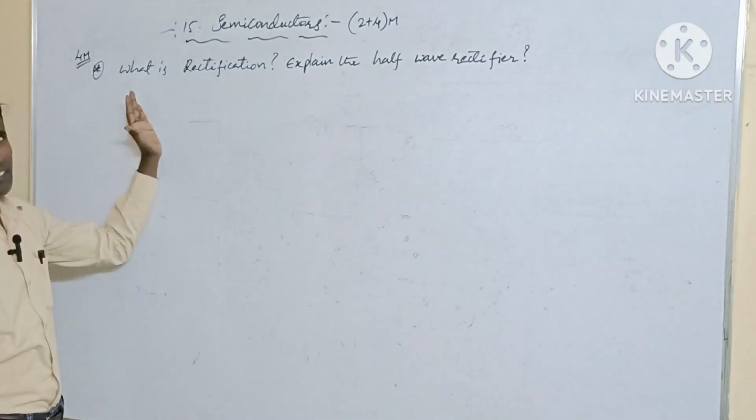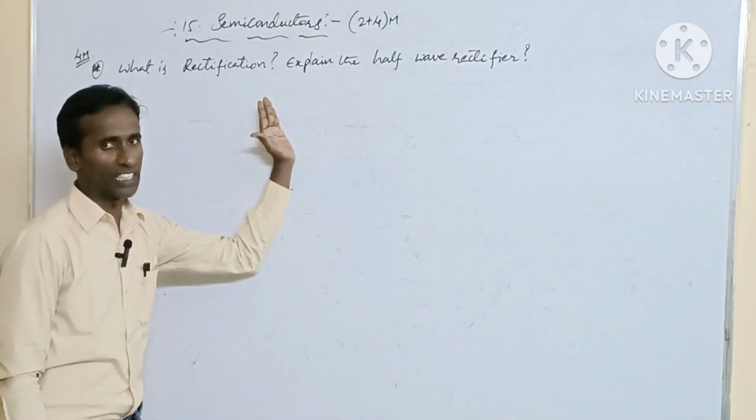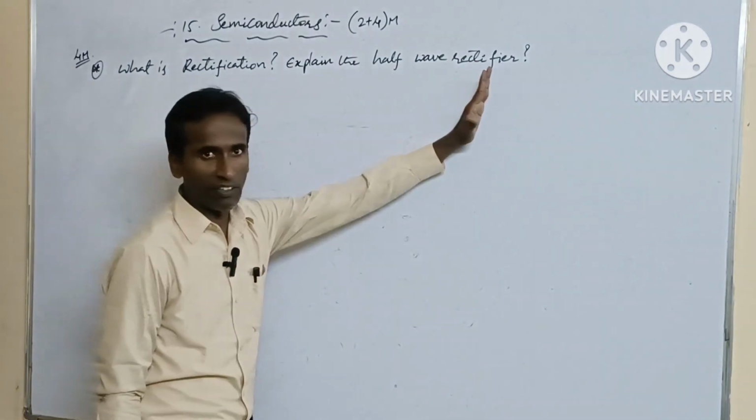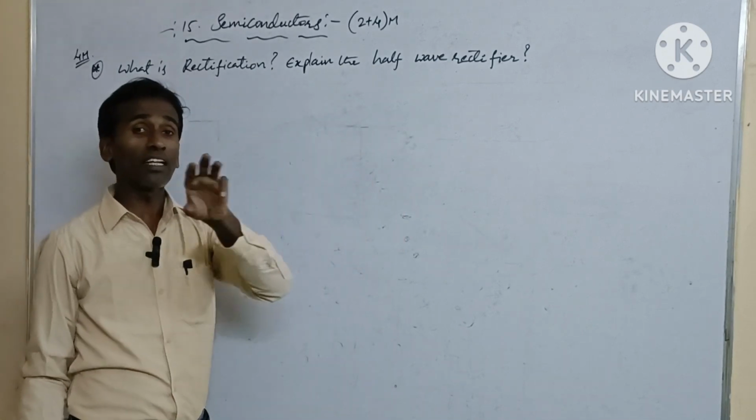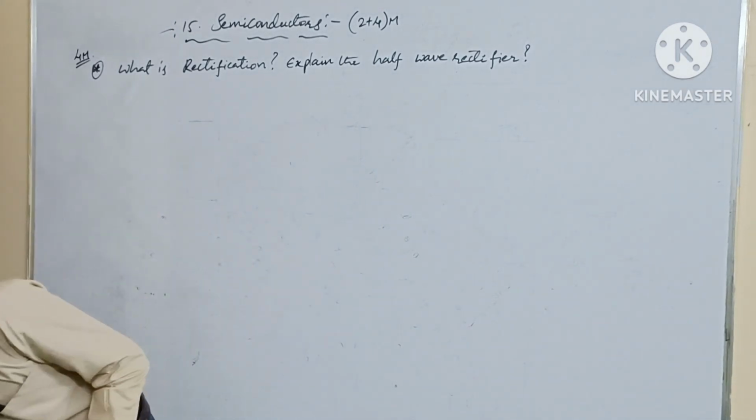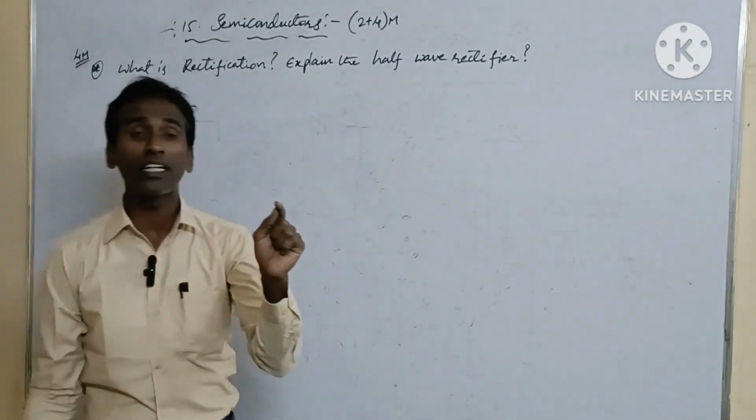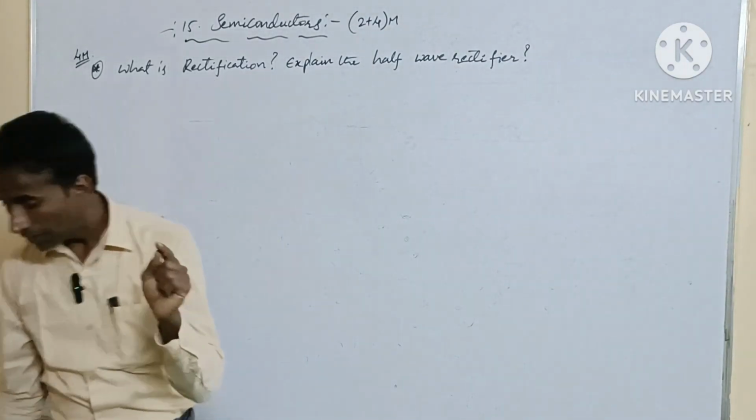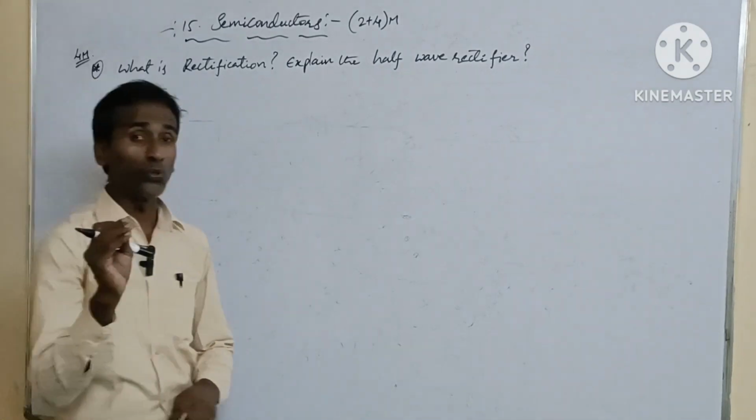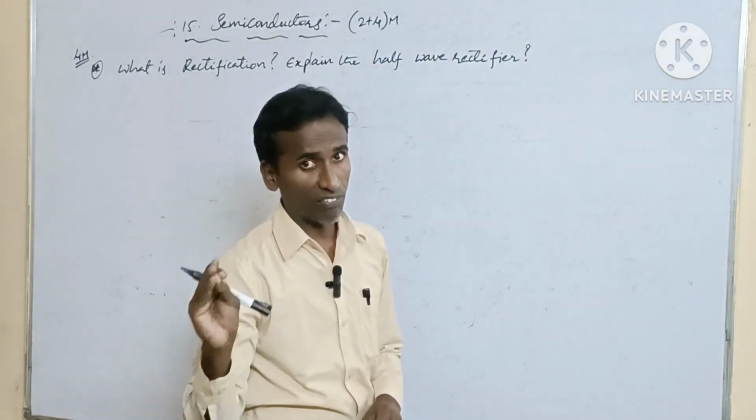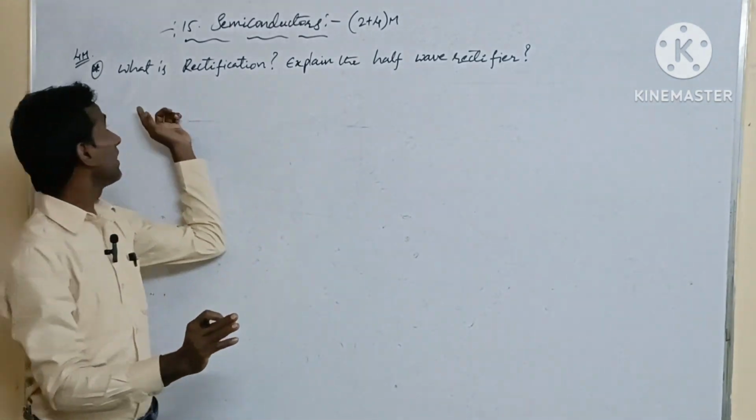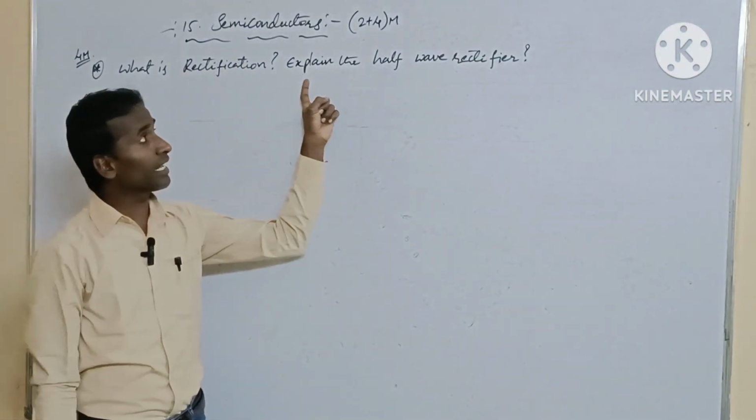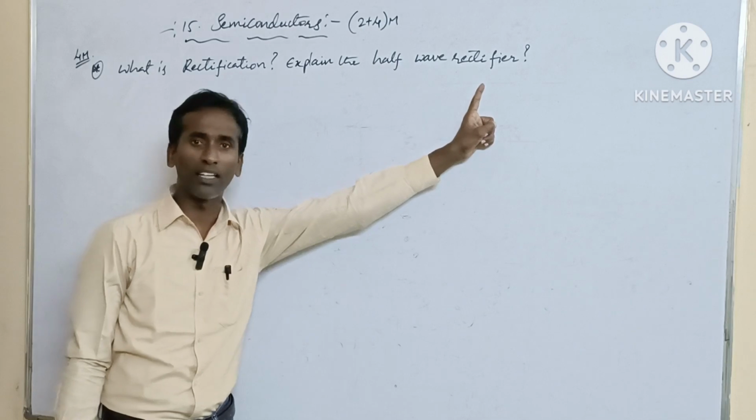Now, in that one: what is rectification? Explain the half wave rectifier. Or suppose he asks, describe the working, how a semiconductor diode is used as a half wave rectifier. Actually, this is the question. So in that question, we are taking directly: explain the half wave rectifier.